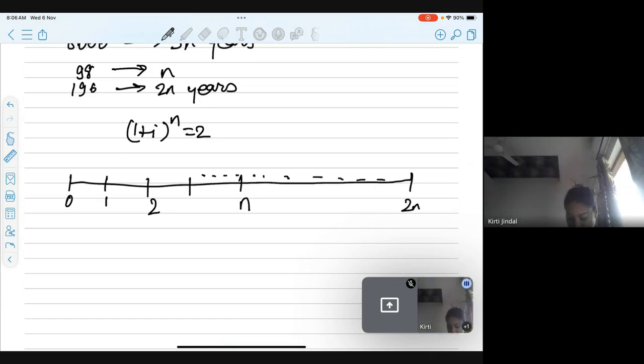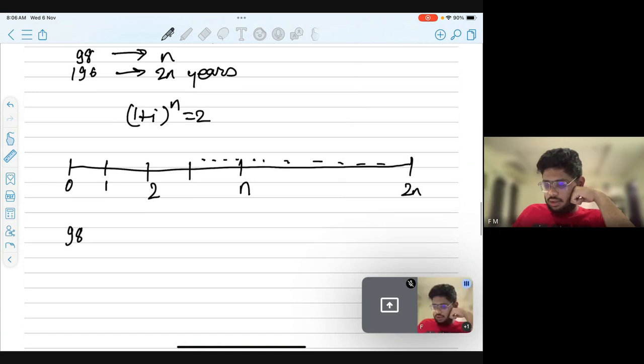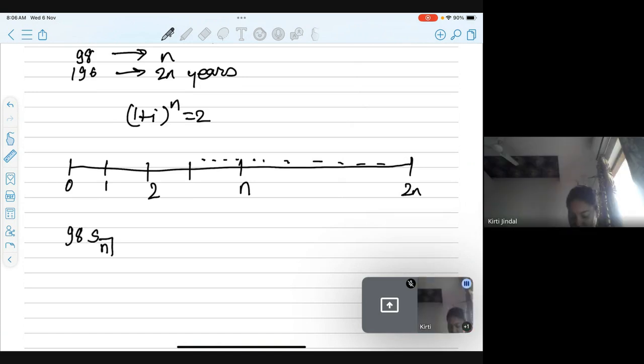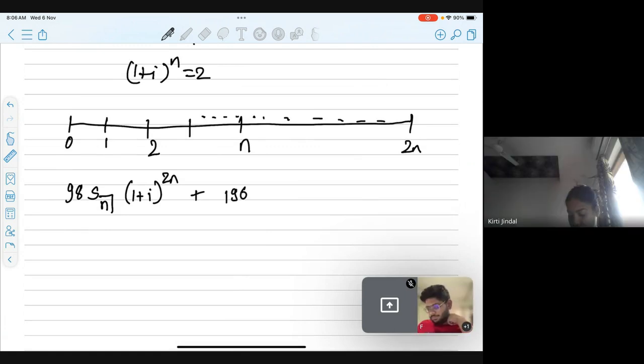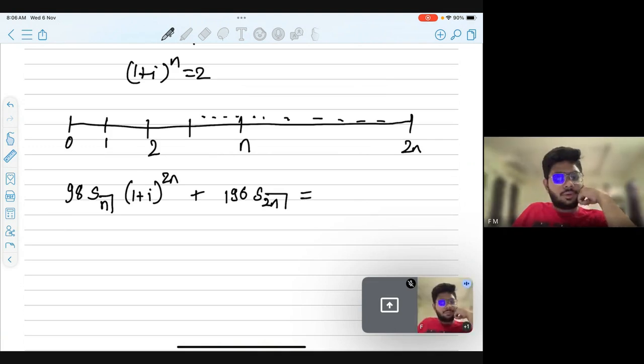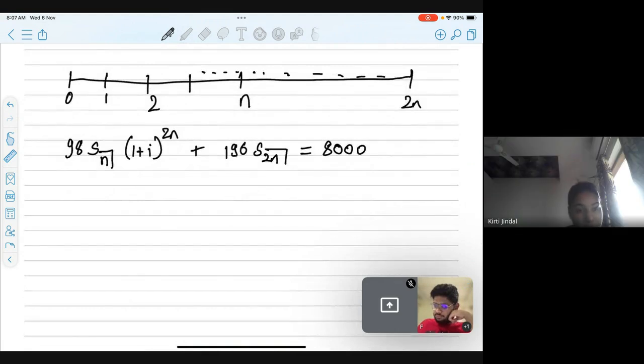98 s_n plus 196 s_n times (1 plus i) to the n equals 8000. 1 plus i to the n is given to be 2.